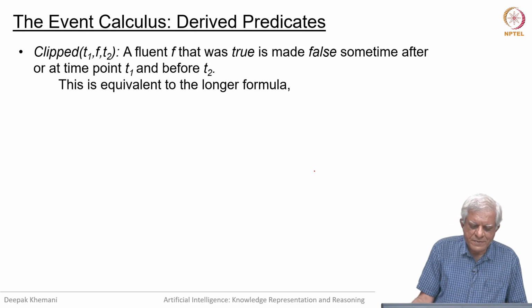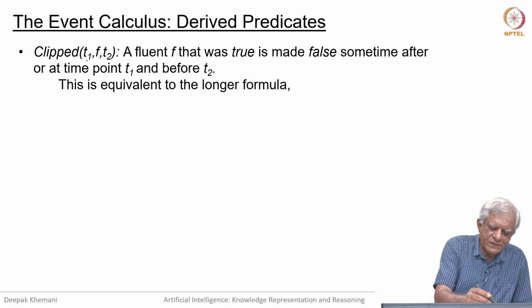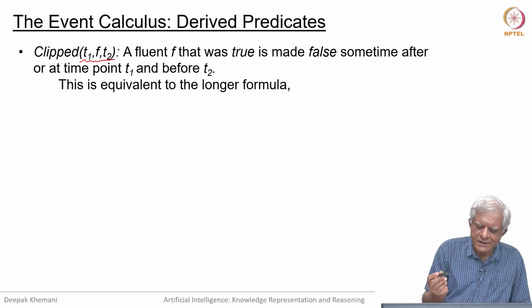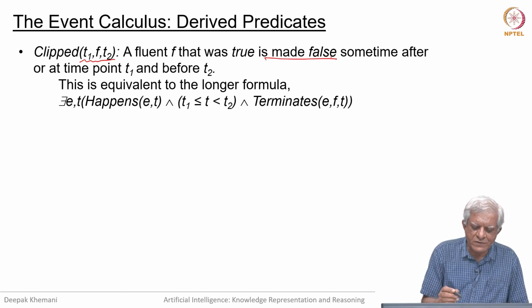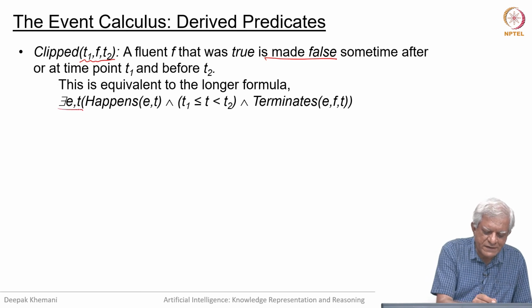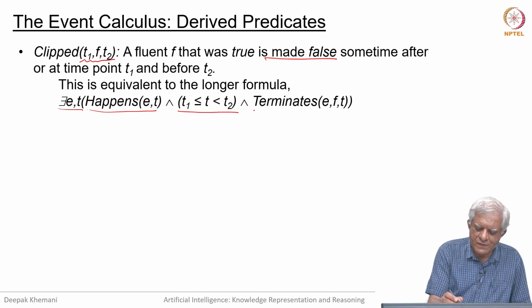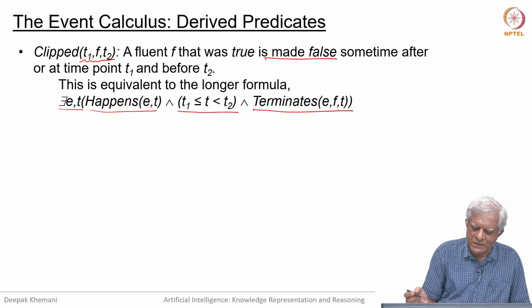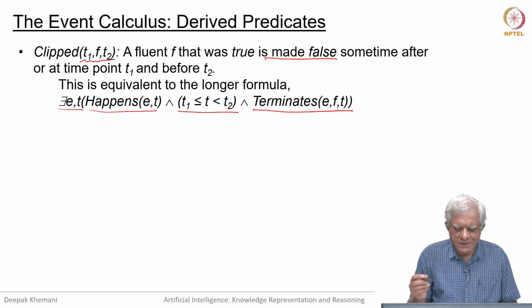Let us look at some derived predicates. There is a predicate called Clipped. Sometime between time t1 and time t2, the fluent F is made false. This is equivalent to stating that there exists an event E that happens at some time t, this t is between t1 and t2, and event E terminates the fluent. So, instead of saying this whole thing, we can simply write that the fluent was clipped sometime between t1 and t2.